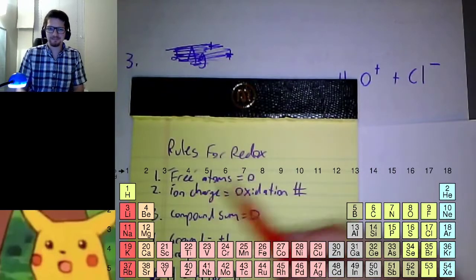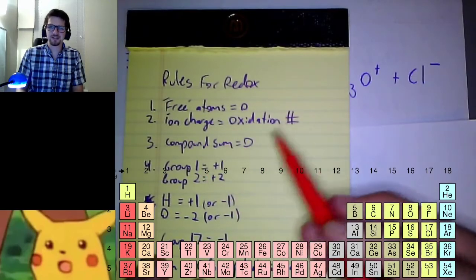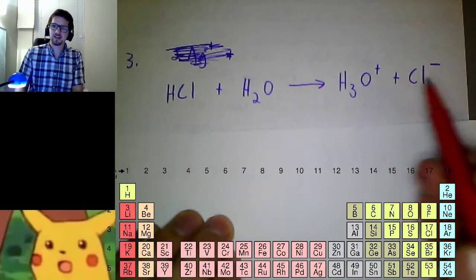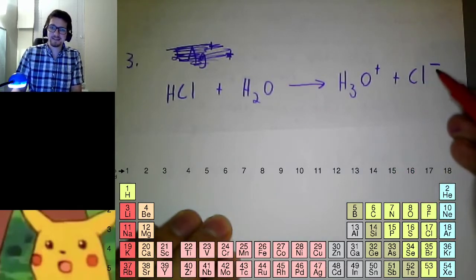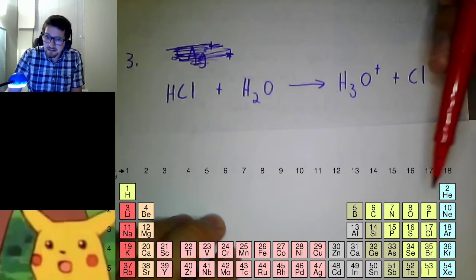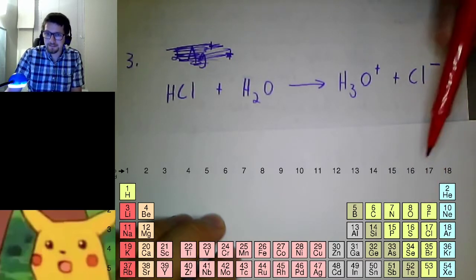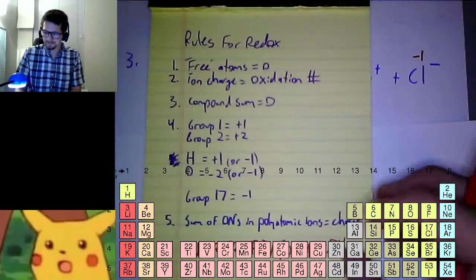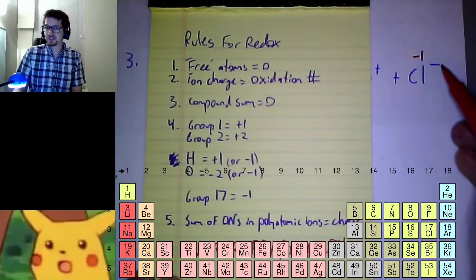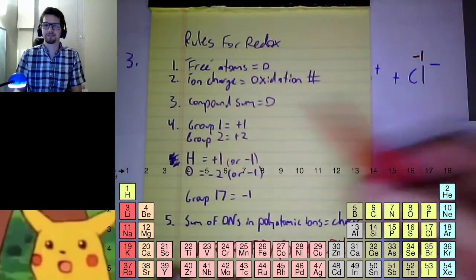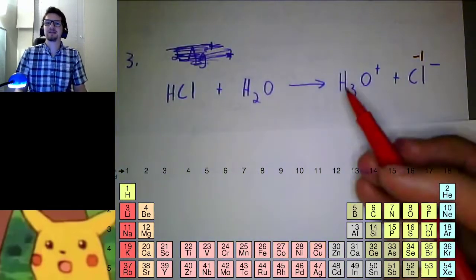So free atoms, number 1, not really relevant. Number 2, ion charge is oxidation number. Hey, ion. This is a charged element. So if Cl minus is an ion, then its charge is its oxidation number. So what's the charge of Cl? It's right here. That would be minus 1. So my Cl is minus 1, because the charge is negative 1. So the ion charge turns into the oxidation number. That's what that means.